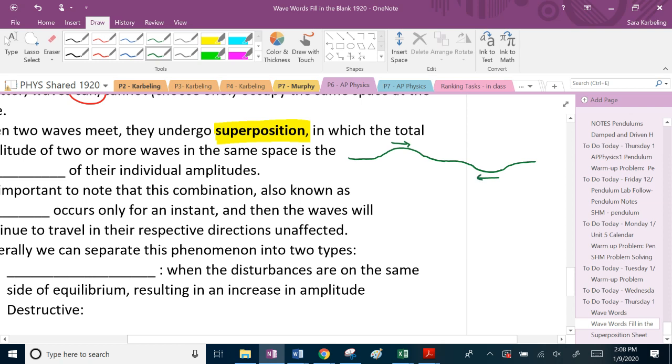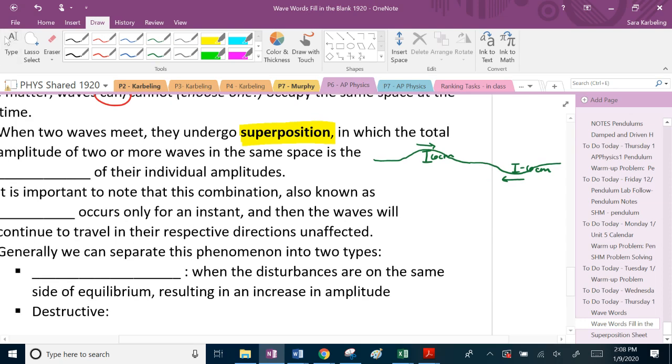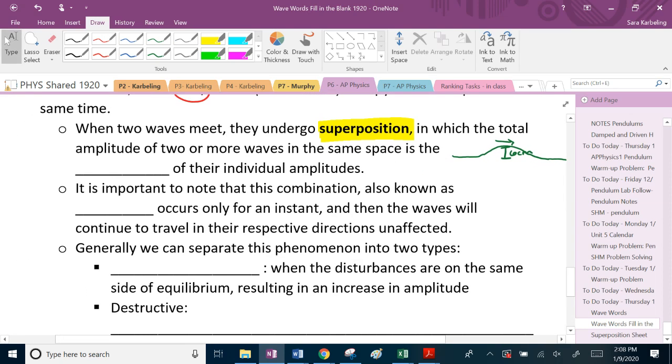what do we think happens to those two waves? They cancel. If this one had an amplitude of, let's say, 6 centimeters, and this one has an amplitude of -6 centimeters, the amplitude at that moment when they cross is 0. The amplitude of two or more waves in the same space is the sum of their individual amplitudes.